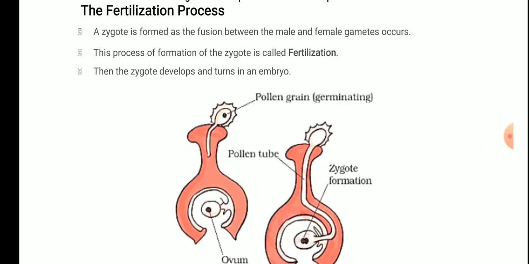In the previous video, we started talking about sexual reproduction in plants. Let's revise quickly. What did we discuss? We discussed that the flower is a reproductive part of the plant. It consists of a stamen and a pistil. What is a stamen? Stamen is a male reproductive part, and pistil is a female reproductive part.